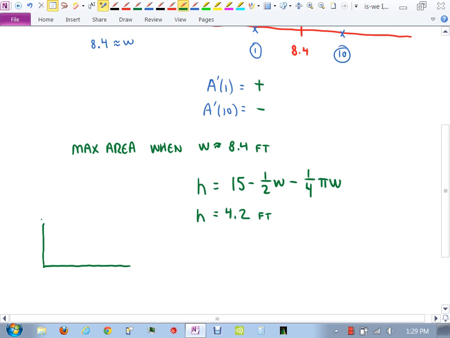Well, I don't think it asks for area, does it? It says find the dimensions of the window that will give the greatest possible amount of light emitted. So it just wants the dimensions. Yeah, see, that's all I need. This needs to be 8.4 feet. This needs to be 4.2 feet. And then the circle, remember, is just a half circle like that. That's fixed, right? Because the 8.4 is the diameter.